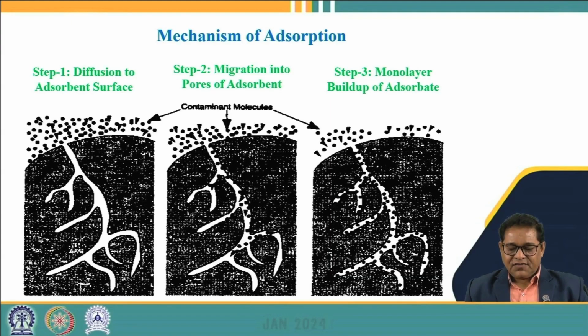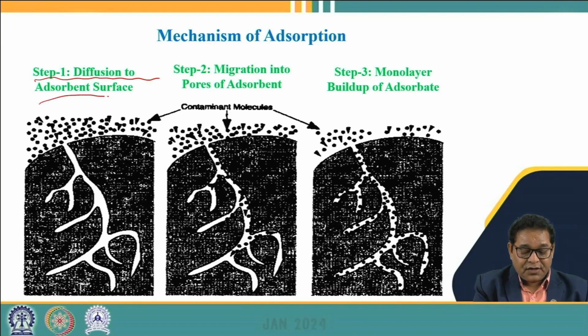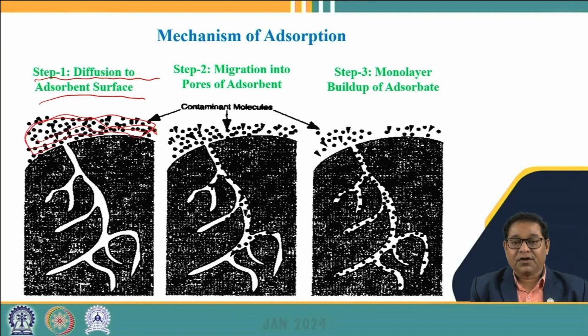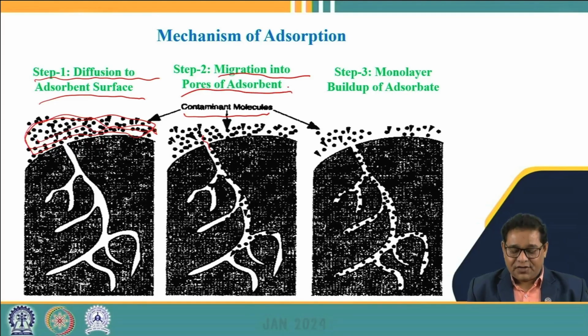Here are the different mechanisms of adsorption. Step 1 is diffusion of the adsorbate onto the adsorbent surface. Here this is the surface, and the particles get adsorbed onto the surface. Then step 2 is migration of the pollutant within the pores and micropores.